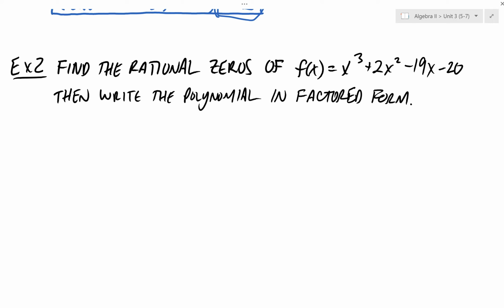And after you copy the problem down, just start off by making a list of what you think all the possible rational zeros would include. Okay, just like we made a list for example 1, make a list of all the fractions that we need to test.